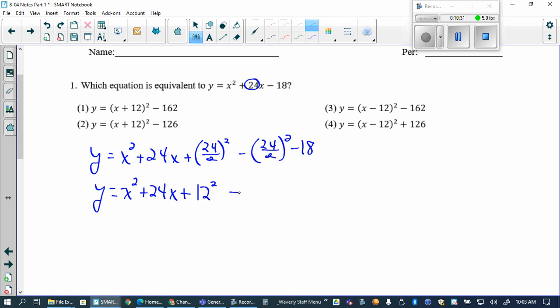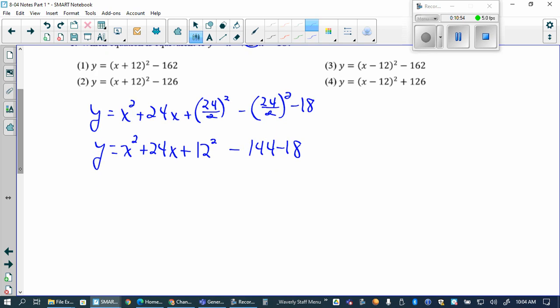What's 12 squared? Also, it's the minus 24. Here? Oh, yeah, I have that, right? Yeah, okay. So then this becomes what? X plus 12 squared. That's my minus 162. Just combine those at the end.